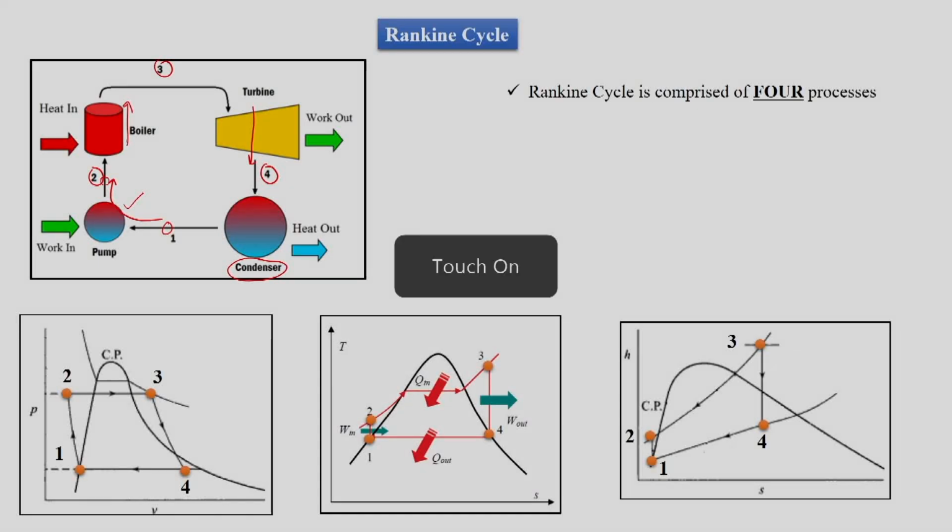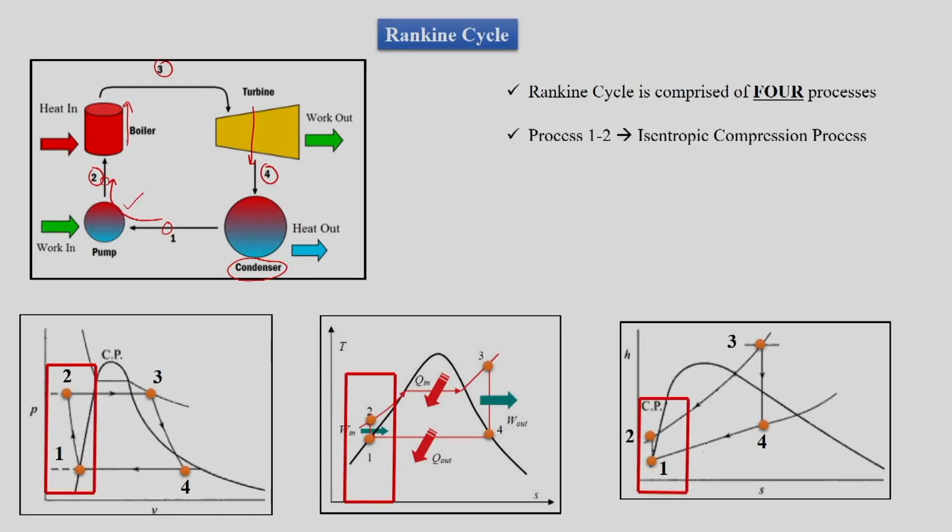If we see these four processes, the first process is isentropic compression. We can see that there are three diagrams here. The first diagram on the left hand side is the PV diagram, then we have the TS diagram, and then the HS diagram, which show the Rankine cycle. Process 1 to 2 is like this: on the PV diagram it is a vertical line, on the TS diagram again a vertical line, and in the HS diagram also a vertical line. This process is isentropic compression.